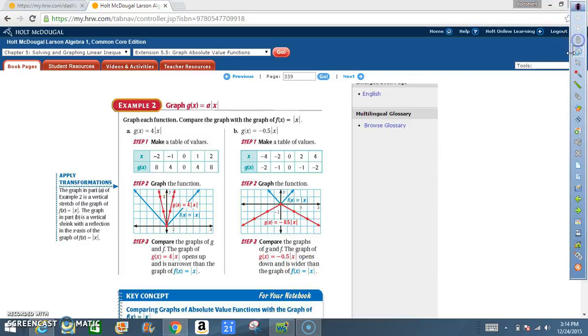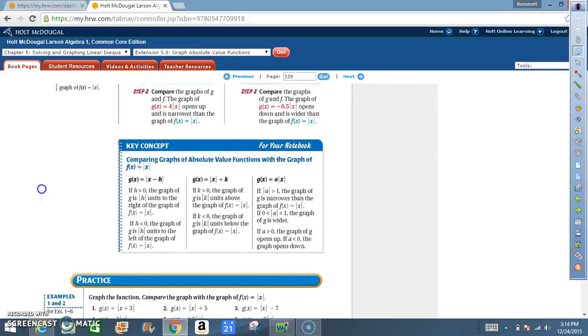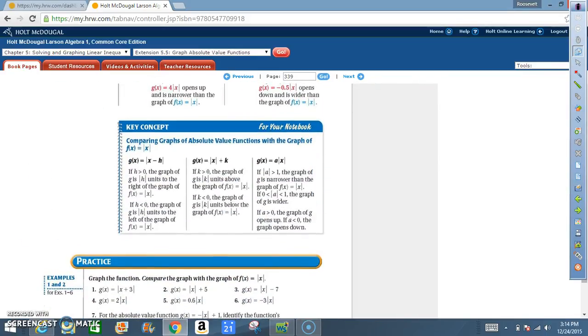All right, now, key concepts. Comparing graphs of absolute value functions with the graph of f of x is equal to the absolute value of x. g of x is equal to the absolute value of x minus h. If h is greater than 0, the graph of g is h units to the right of the graph of f of x is equal to the absolute value of x.